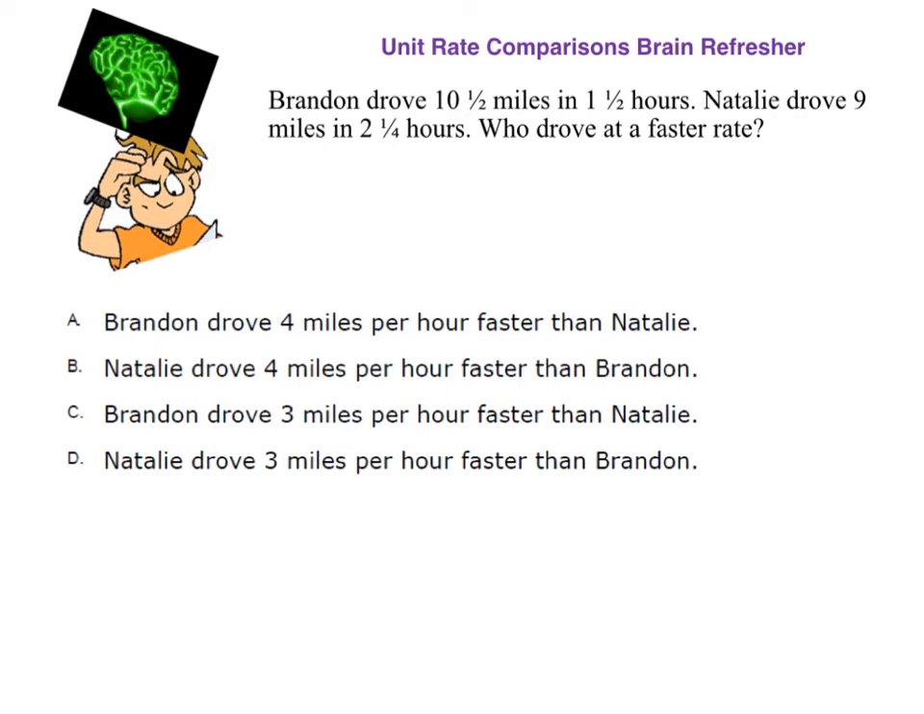Brandon drove 10.5 miles in 1.5 hours. Natalie drove 9 miles in 2 1/4 hours. Who drove at a faster rate? In order to accurately compare, we need to find their unit rate. So how many miles are they going per hour? I'm going to need to find Brandon's rate of speed, and I'm going to need to find Natalie's rate of speed. So again, to figure out speed, we're comparing how many miles they can go per hour.